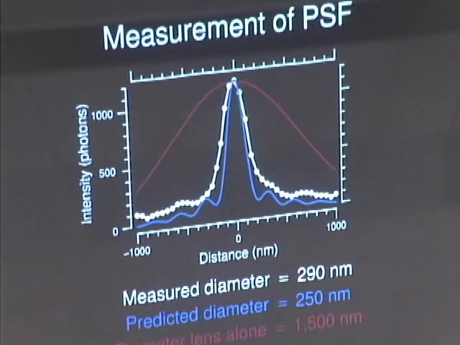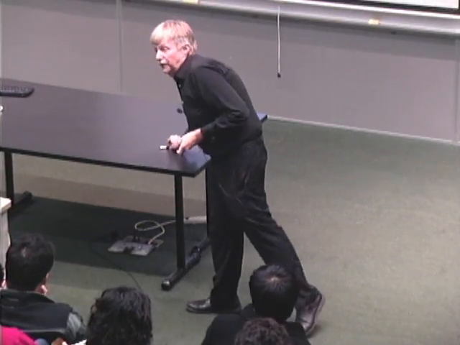And the fair thing to compare that to is what it would have been if we hadn't used standing wave illumination. If we hadn't used standing wave illumination, it would have been 1,500 nanometers. So you can see there's an enormous increase in the resolution by using this phase-modulated microscopy. The point is that you can use modulation for a lot of other things than communications. The application in communications is terribly important, but here was a completely different application of modulation to improve microscopy.